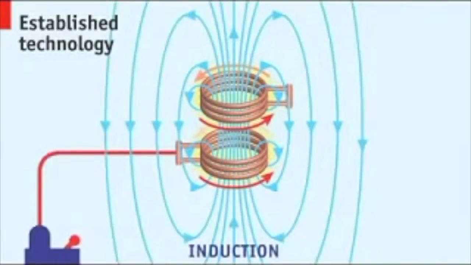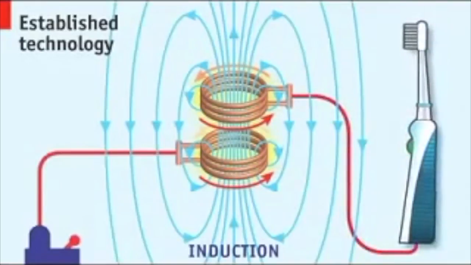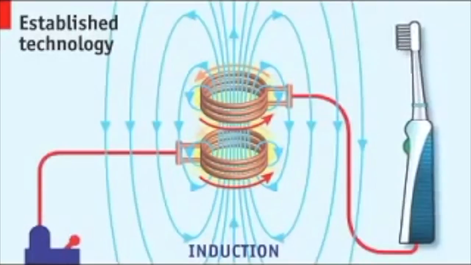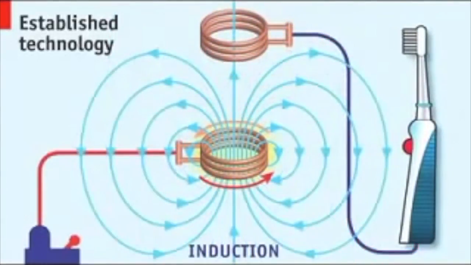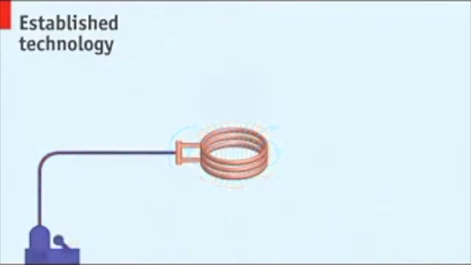Induction is what charges a wireless electric toothbrush. It works well over extremely short, very short distance. Once you pull the coil apart, power transfer ceases. To make the power transfer longer, we need resonant inductive coupling, and this is what we will see next.